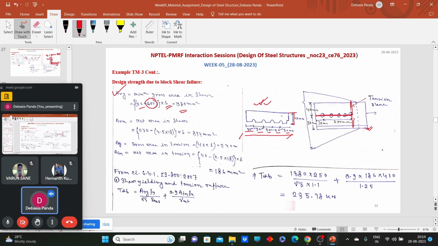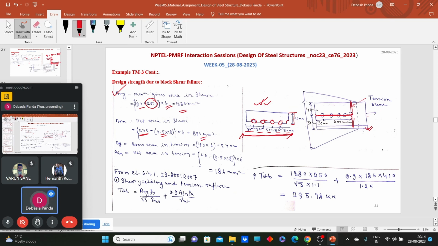So how many bolt holes do we need to deduct? 1, 2, 3, 4 and a half, 4 and a half in the shear plane. So 230 is the total length from here to here. 30 plus 200, 230 minus 4.5. Why 4.5? Because we need to deduct 4.5 bolts to get the net area in the shear plane, multiplied by 6. So this is your net area in the shear plane.